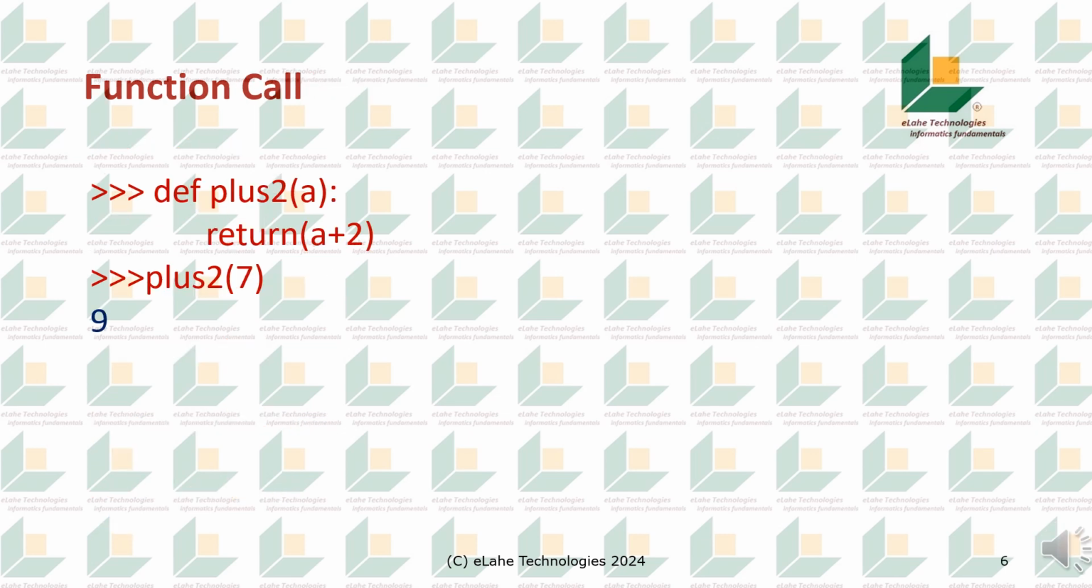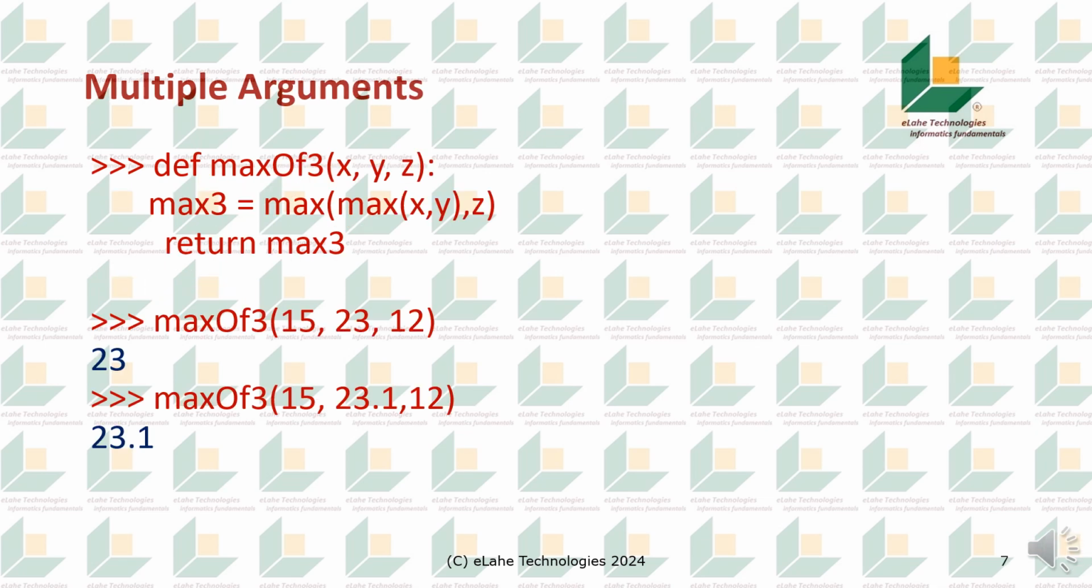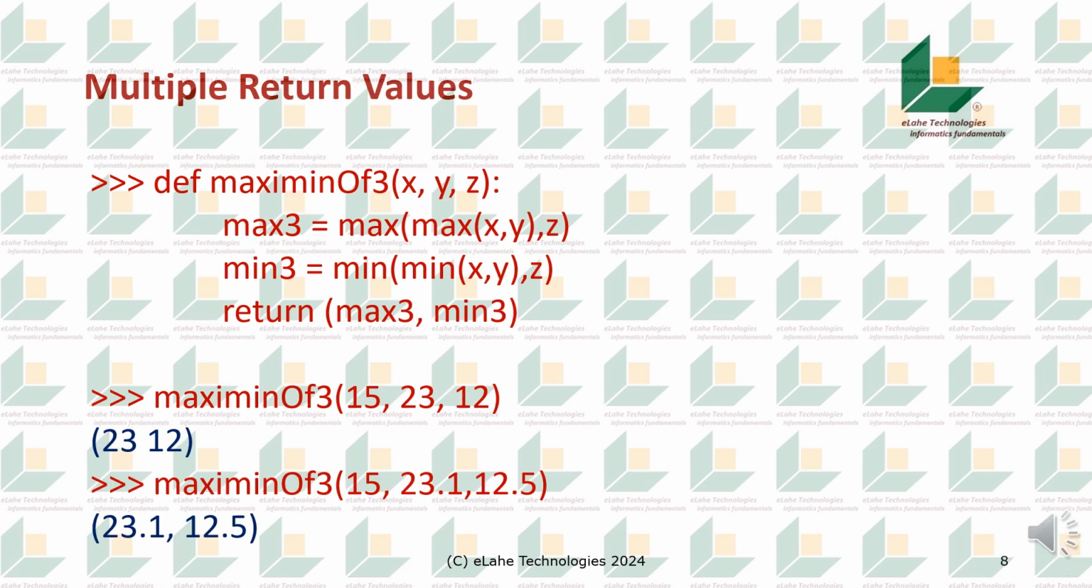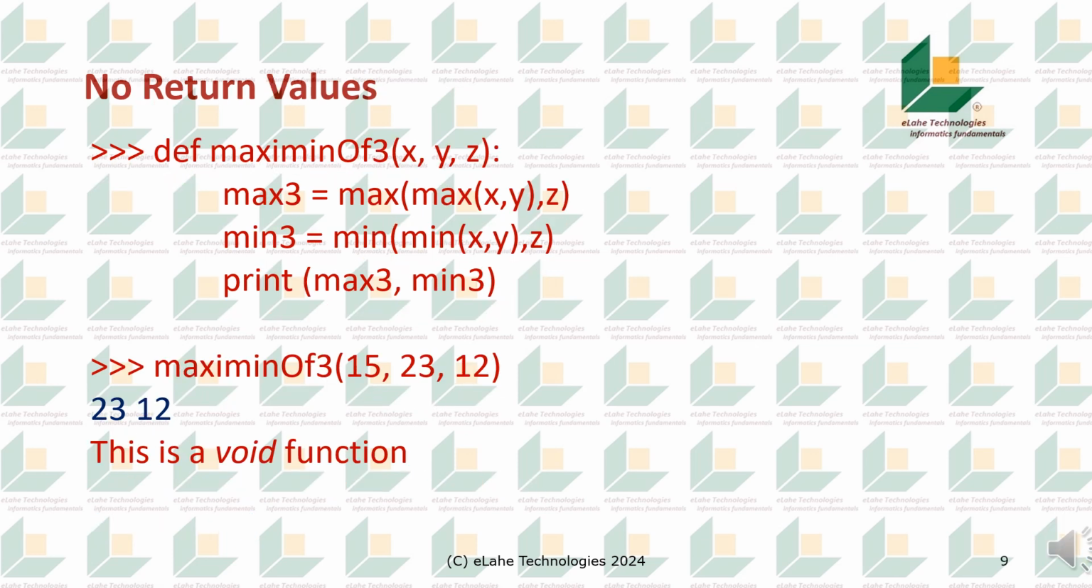A function is defined in Python using the def keyword. It is invoked or called by using the function name or identifier along with the arguments. This example shows a function with multiple arguments. A function may also return multiple values. A void function returns no values. Functions which return values are called fruitful.